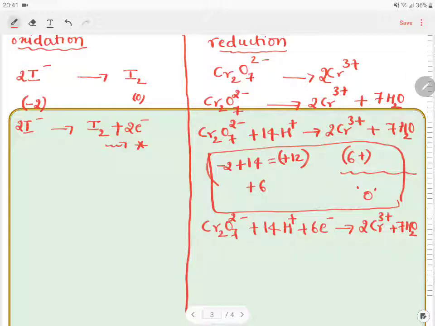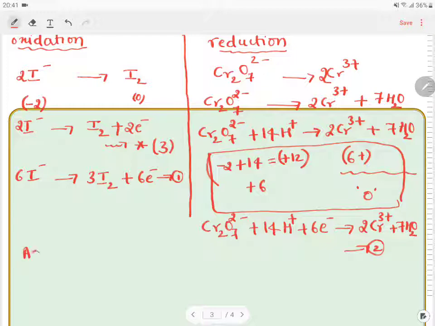Then, as I mentioned earlier, we need to make sure that the electrons on both sides are the same. Here there are 6 electrons, only 2 electrons are here. To get 6 electrons, I am going to multiply by 3. The entire equation I am going to multiply by 3. Therefore, we get 6I minus giving rise to 3I2 plus 6 electrons. This is my first equation. This is my second equation.